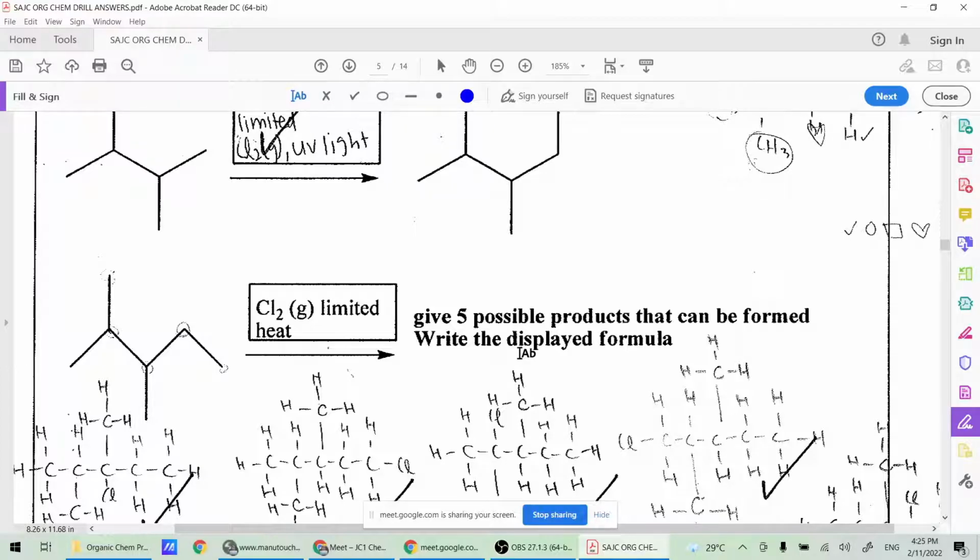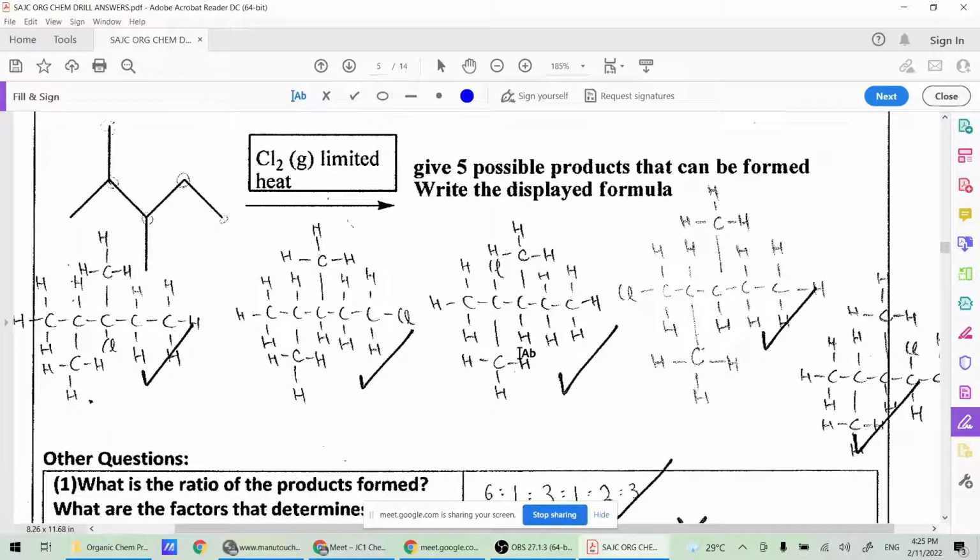Next one, you have to draw 5 possible products that can be formed and write the displayed formula. You can use skeletal formula, it's fine also. But you should have 5 possible products. I don't think they are all structural, so no optical isomers are included in these 5. There are 5 structural formulas that look different.